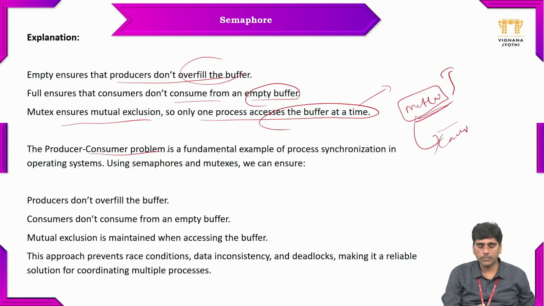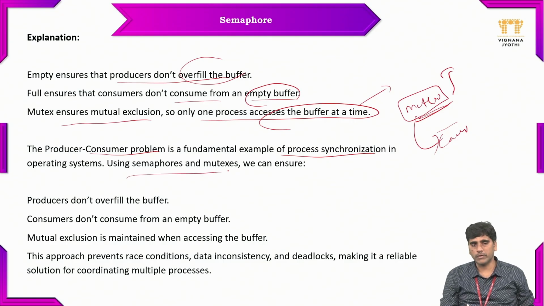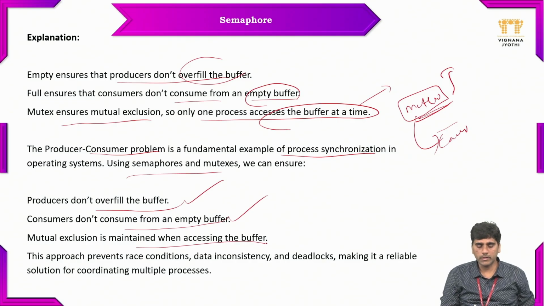The producer consumer problem is the fundamental example of process synchronization in operating systems using semaphore and mutex. So here the producer doesn't overfill the buffer, and the consumer doesn't consume from an empty buffer. Mutual exclusion is maintained when accessing the buffer. This approach prevents race conditions, data inconsistency and deadlocks, making it a reliable solution for coordinating multiple processes.